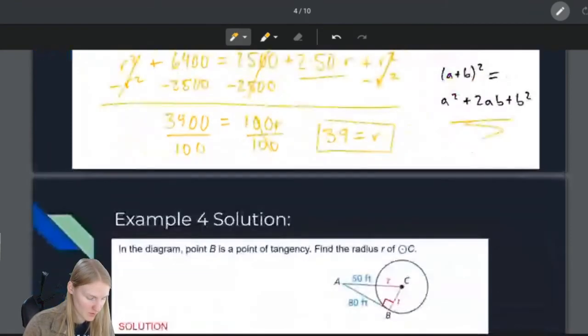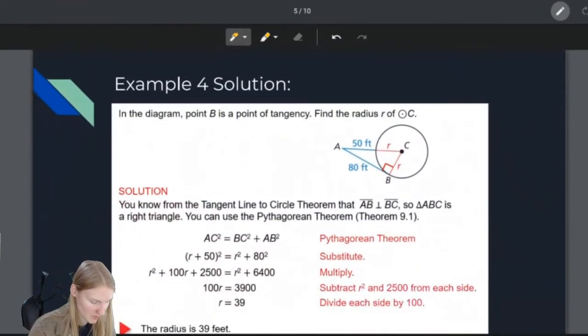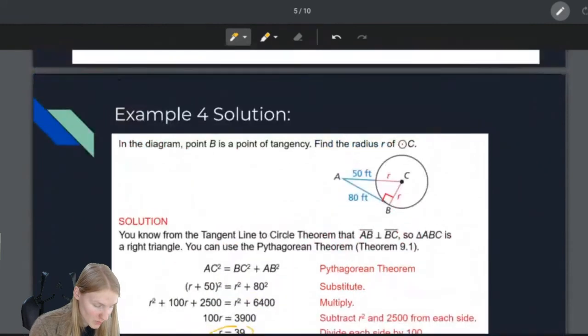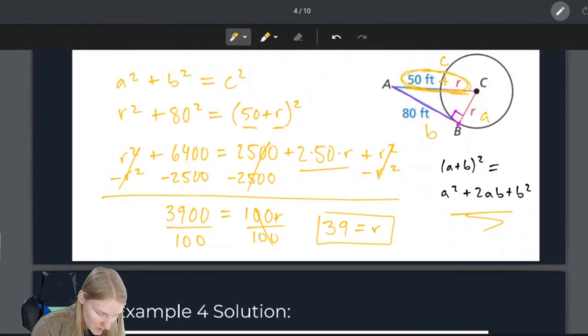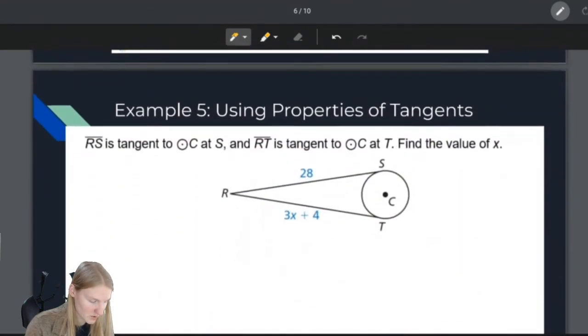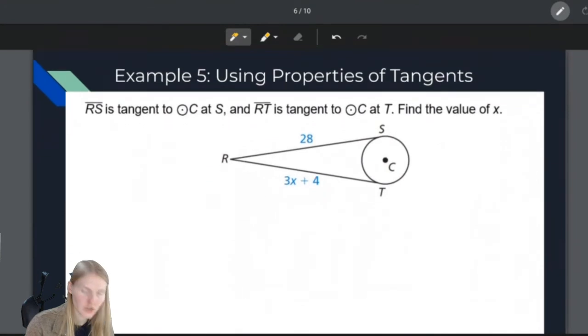Alrighty. Moving on. Well, let's make sure that we got it right. Yes. R is 39. Wonderful. Fantastic. Oh, 39 feet. We forgot our units. Feet. Perfect. Okay. Moving on to our next theorem, second example. Then you will have your homework.